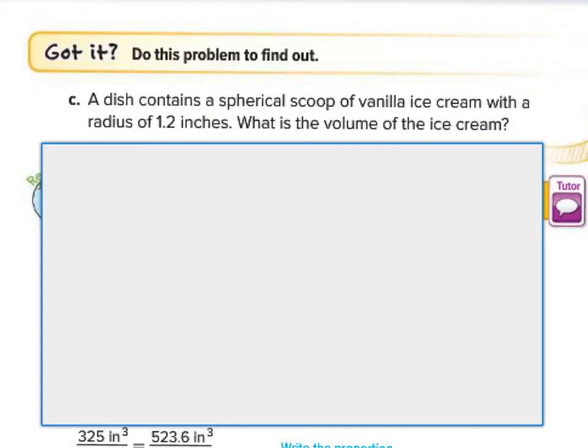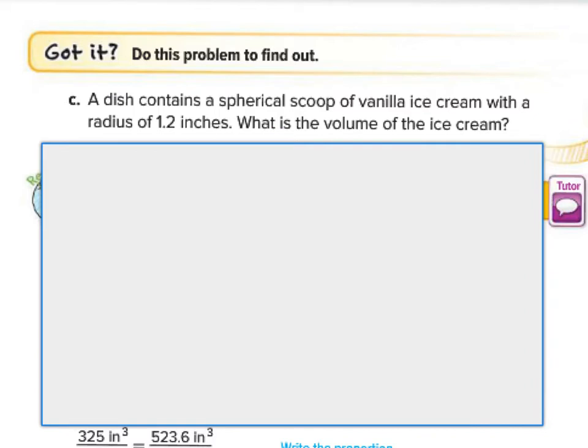So now we try it. A dish contains a spherical scoop of vanilla ice cream with a radius of 1.2 inches. Ooh, nice big spoonful of vanilla ice cream, or a scoop I should say. 1.2 inches, so that's our radius. It's not the diameter, so we don't have to divide it in half. It's given to us. What is the volume of the ice cream?